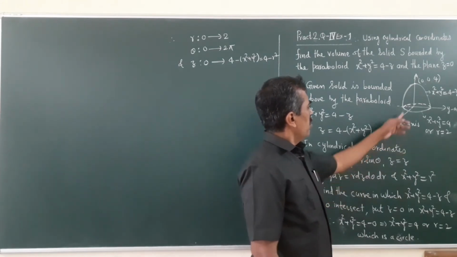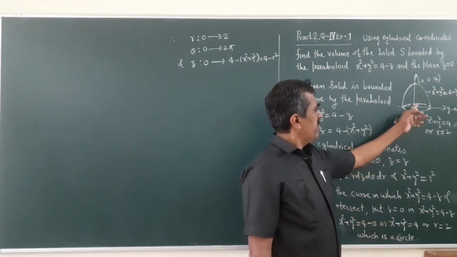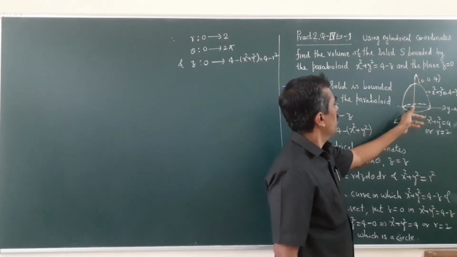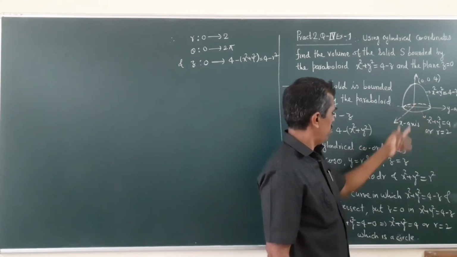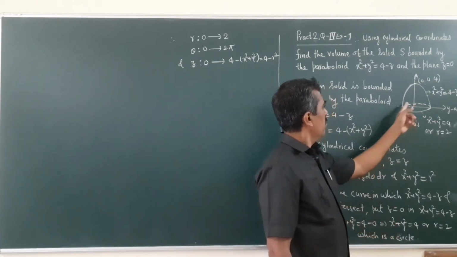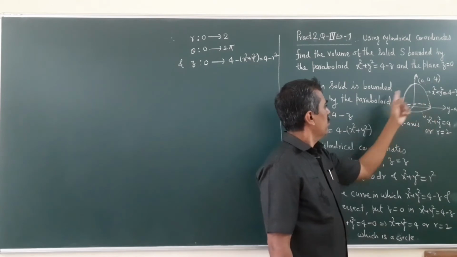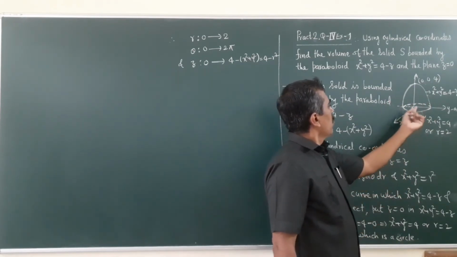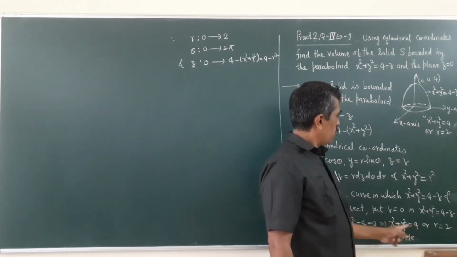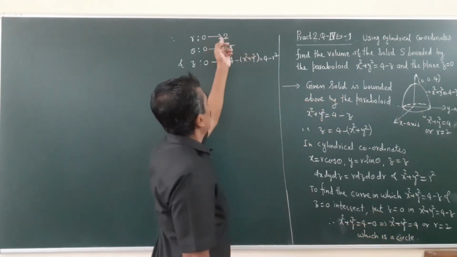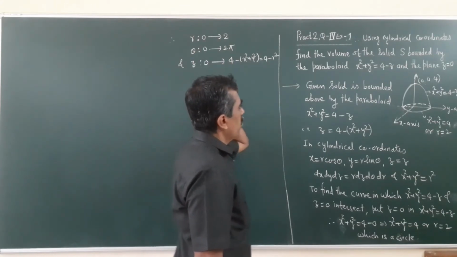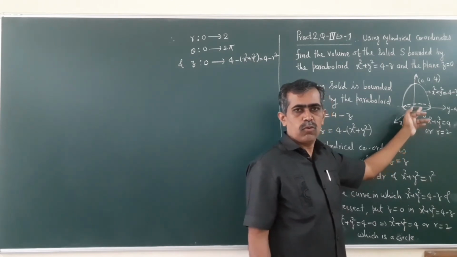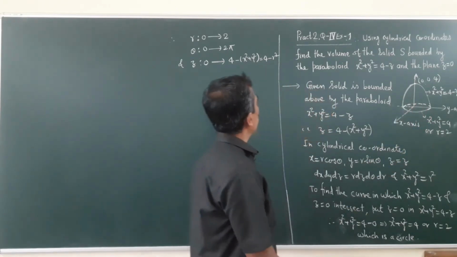Now, see here, the solid has a base that is a circular shape, so its radius will be 2. So r runs from 0 to 2. Come to the limits now. r runs from 0 to 2. Now what about theta? As it is the whole circle, theta goes from 0 to 2 pi.